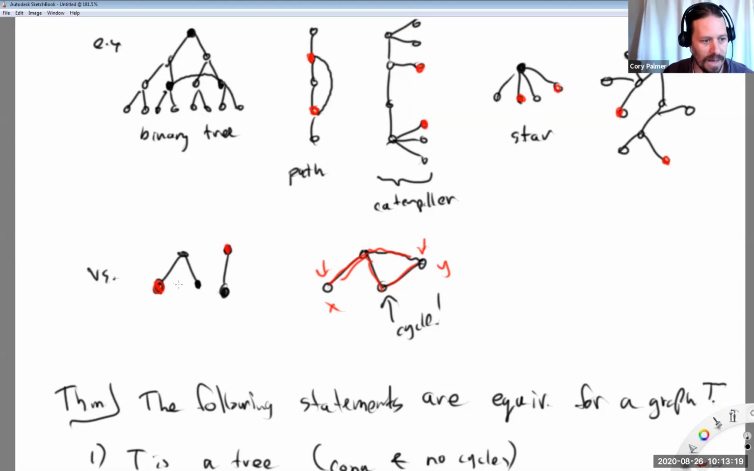Down here, this one, if I add an edge here, I do get a cycle. If I add an edge here, I don't get a cycle. So this is not a tree because every edge should create a cycle.